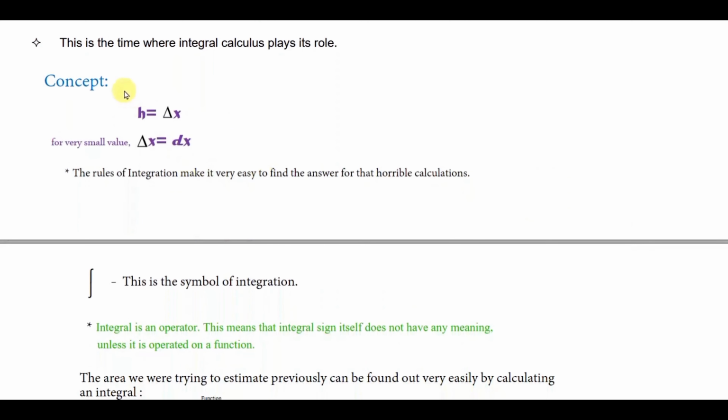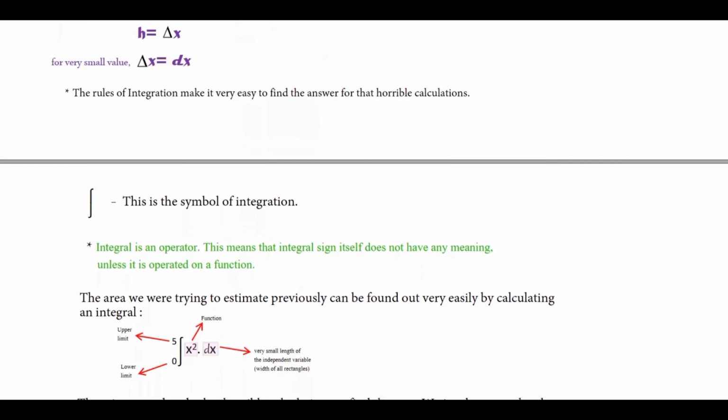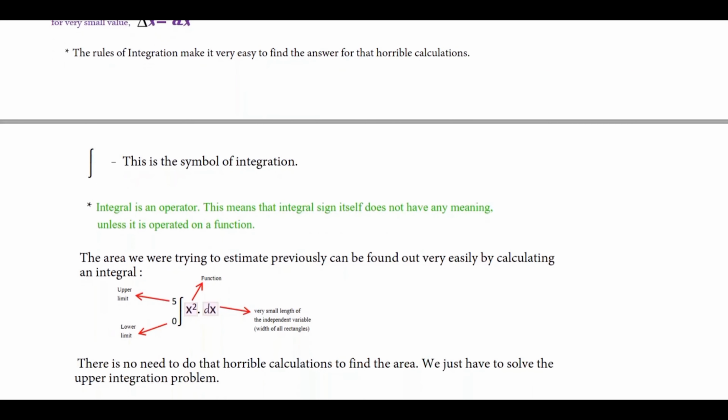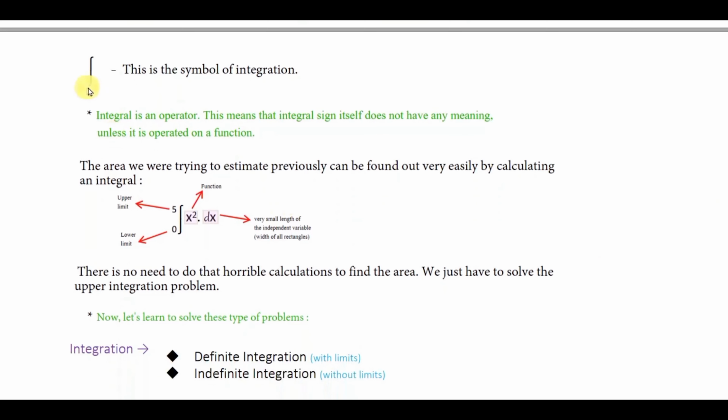Now let us come to the actual concept of integration. In integrals, we take this h, which is the width of the rectangles, as delta x, because it is the change in the value of the x variable. Delta represents the change. Now for a very small value of delta x, we can represent it as dx in calculus. Doing this, the rules of integration make it very easy to calculate the area of the rectangles that we made previously. This is the symbol of integration.